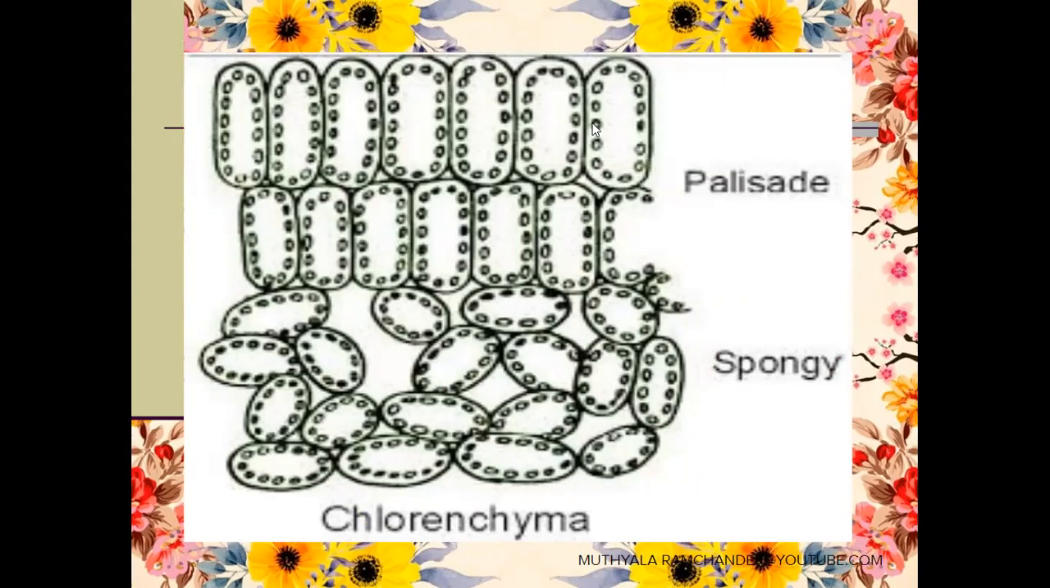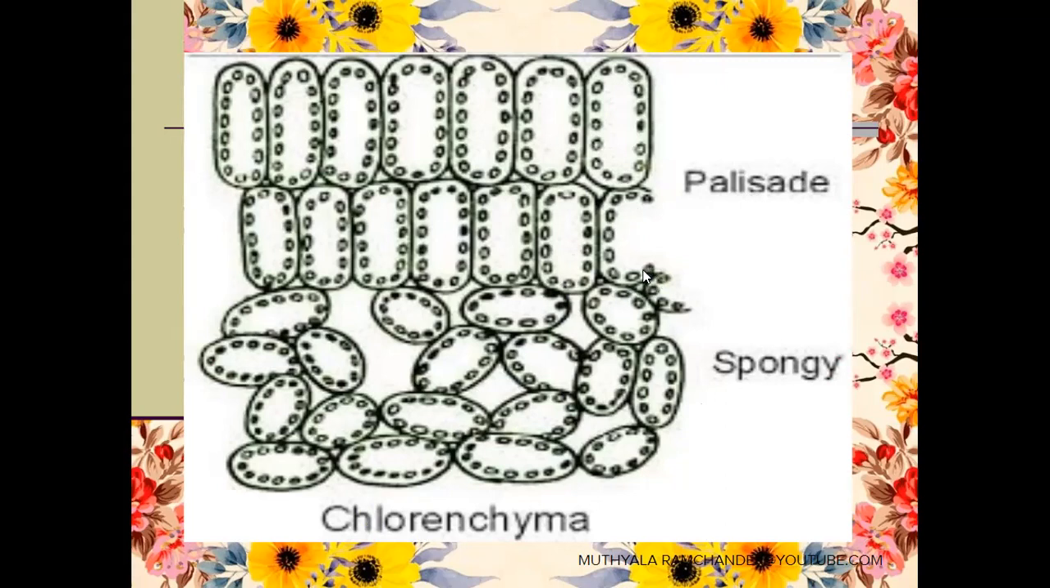Palisade tissues are present at the upper epidermal region of the leaf. Spongy tissues are present at the lower epidermal region of the leaf. Palisade tissues look like a pillar-like structure. They are compactly arranged, maintaining some intercellular spaces. Spongy tissues are loosely arranged, like a sponge-like structure. But both these tissues are called parenchyma, and both contain chloroplast pigments.